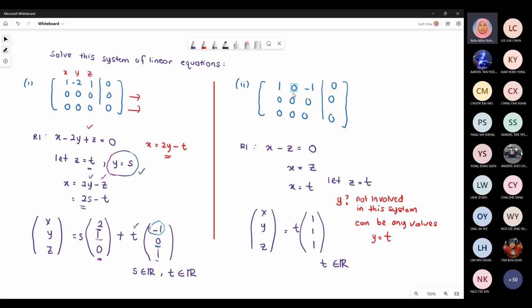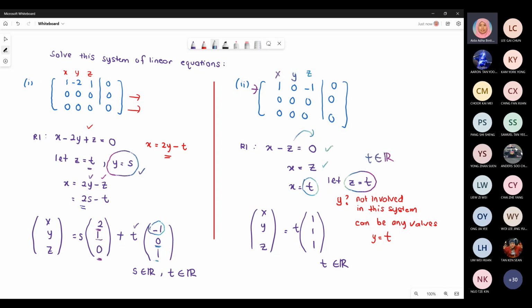We discussed this type of question yesterday. From here, we have the x, y, and z columns. From row 1, you have x minus z equal to 0. You can move z to the right hand side, and you will have x equal to z. We can let z be t, where t can be any real number. So x here is also t.